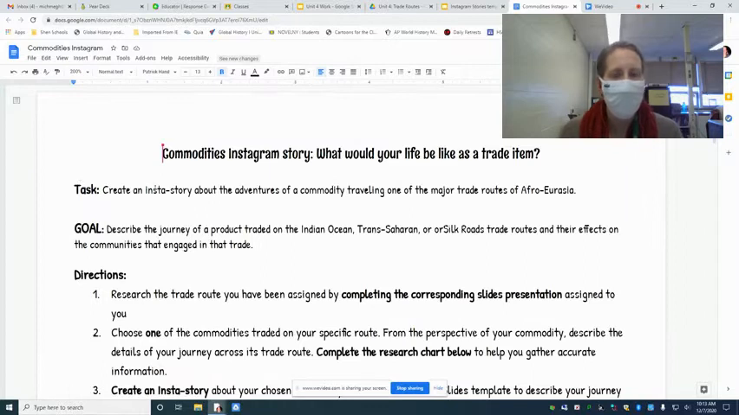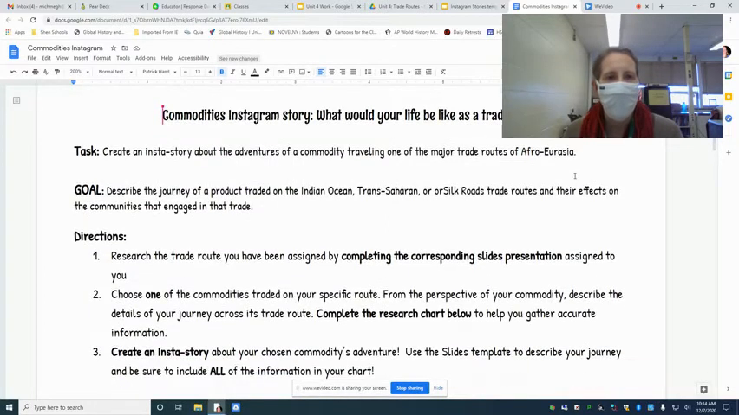Directions for your commodities Instagram story. So you can see here, right here at the top, commodities Instagram story. What would your life be like as a trade item? So what you're going to do, your task, is to create an Insta story about the adventures of a commodity traveling on one of the major trade routes of Afro-Eurasia.